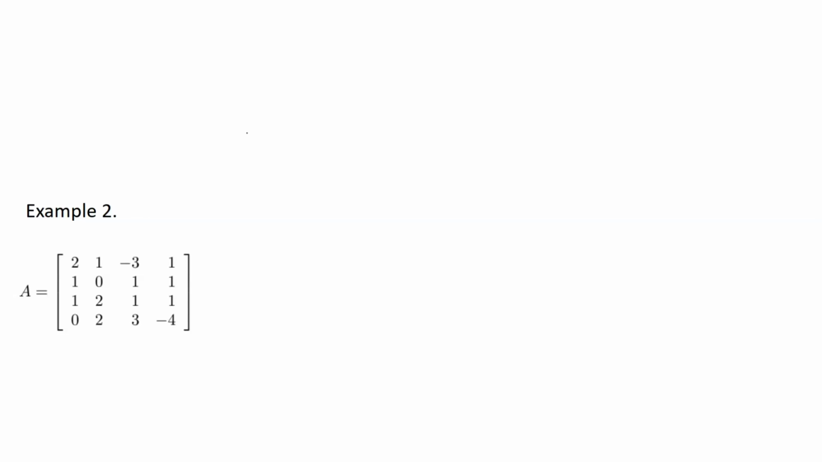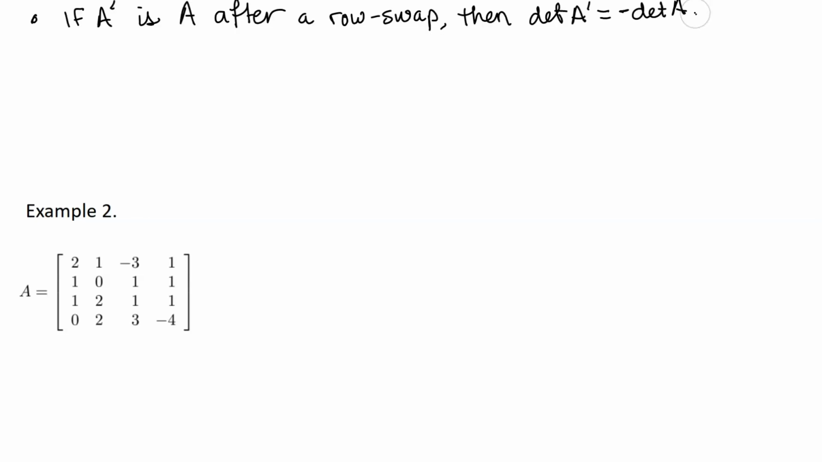So there are 3 kinds of elementary row operations, and they have different effects on the determinant. So let's write down what those are. Let's take a square matrix A. Now if we obtain a new matrix A prime by swapping two rows of A, then the determinant changes sign. So A prime is the matrix A after doing a row swap operation, then the determinant of A prime will just be -1 times the determinant of A.